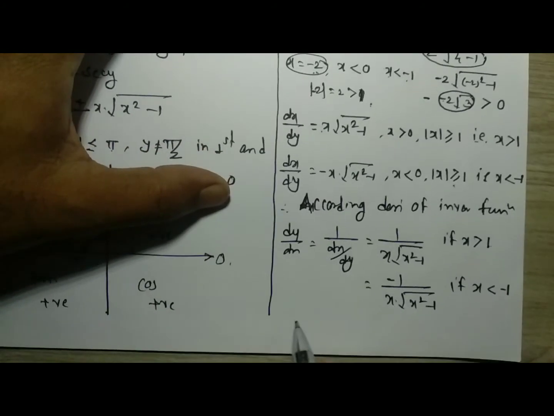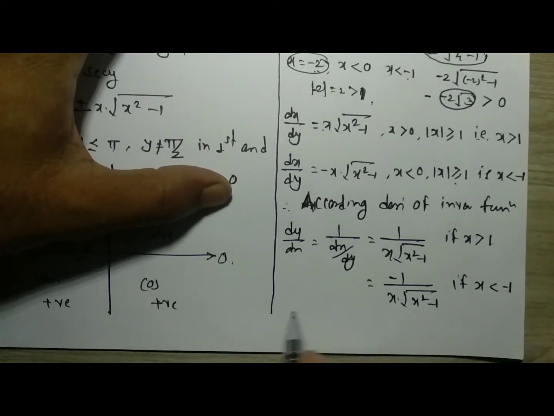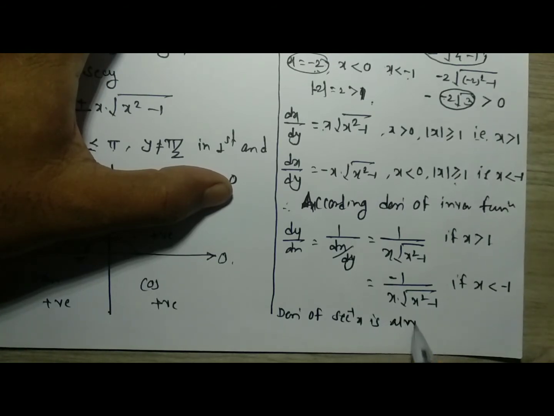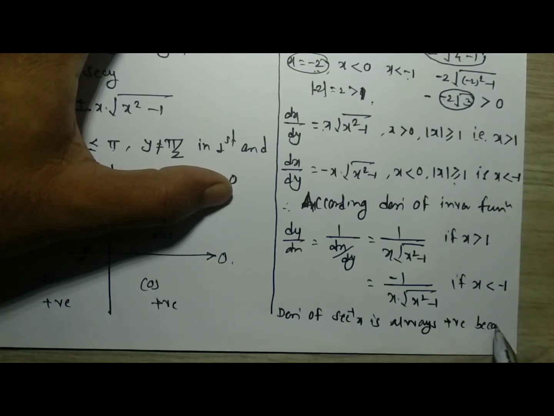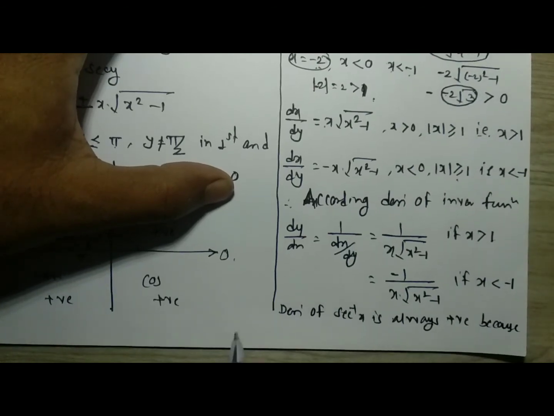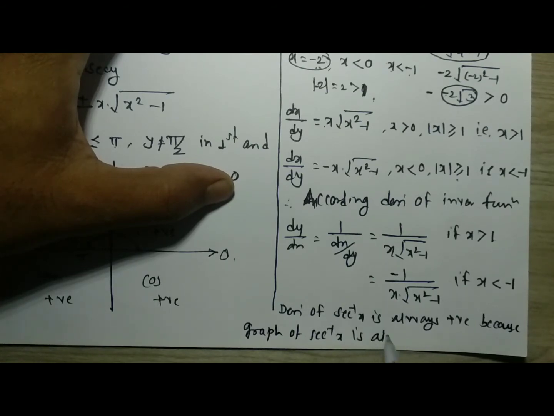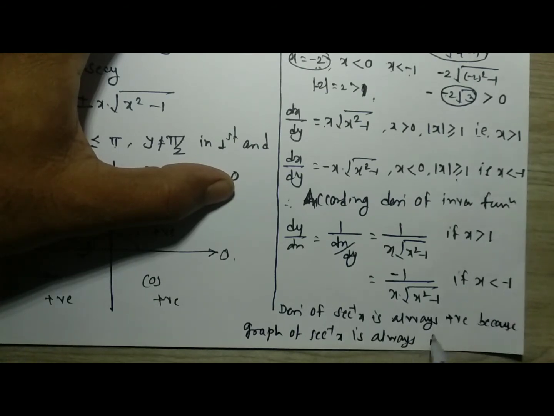Here we have to make a note related to that. The derivative of sec inverse x is always positive because the graph of sec inverse x is always increasing.